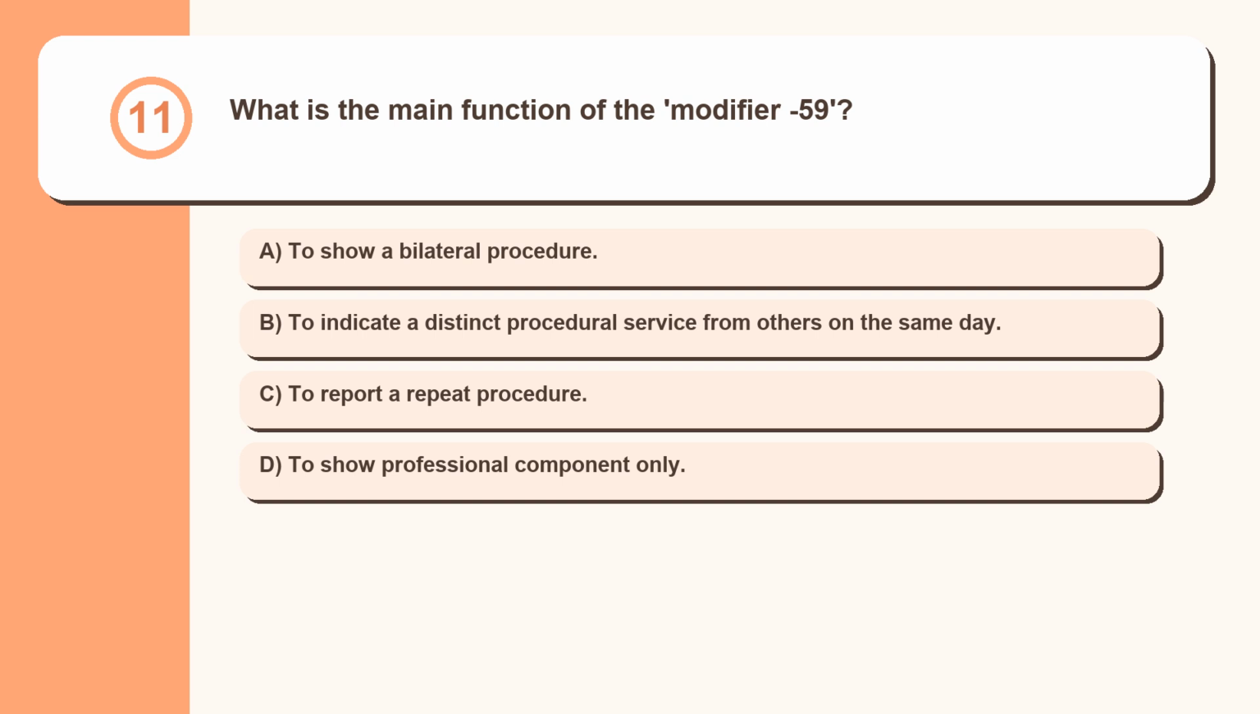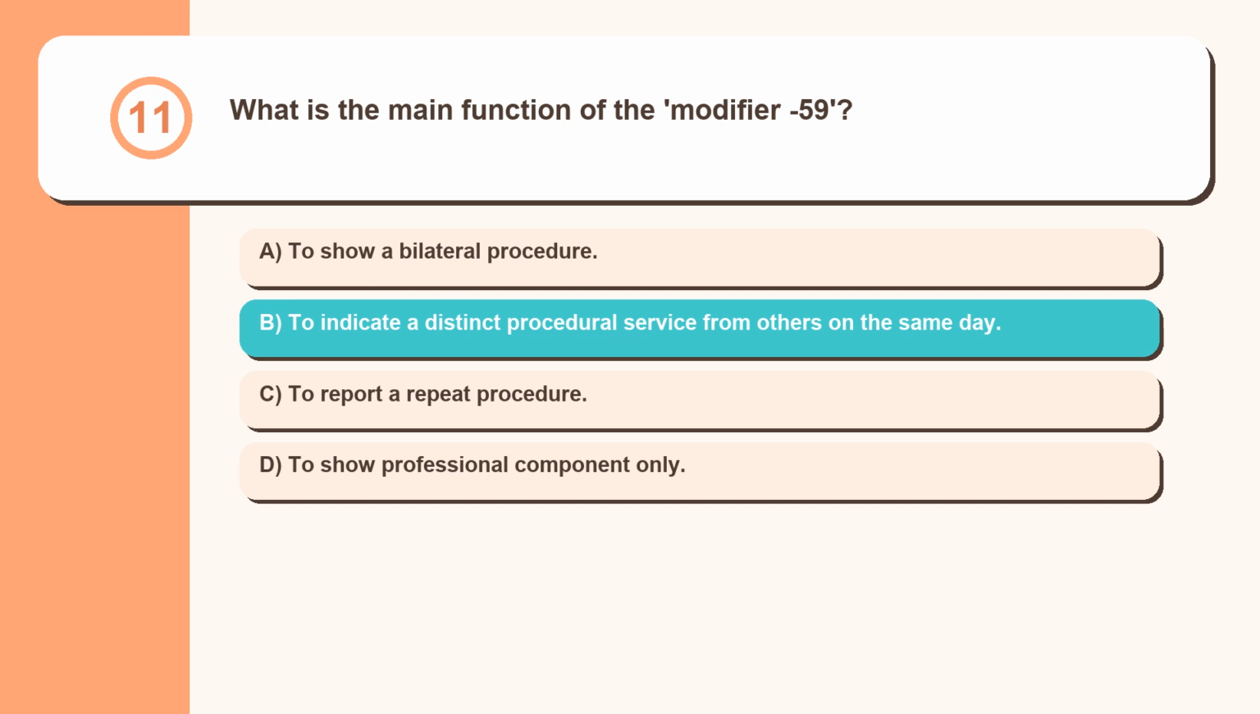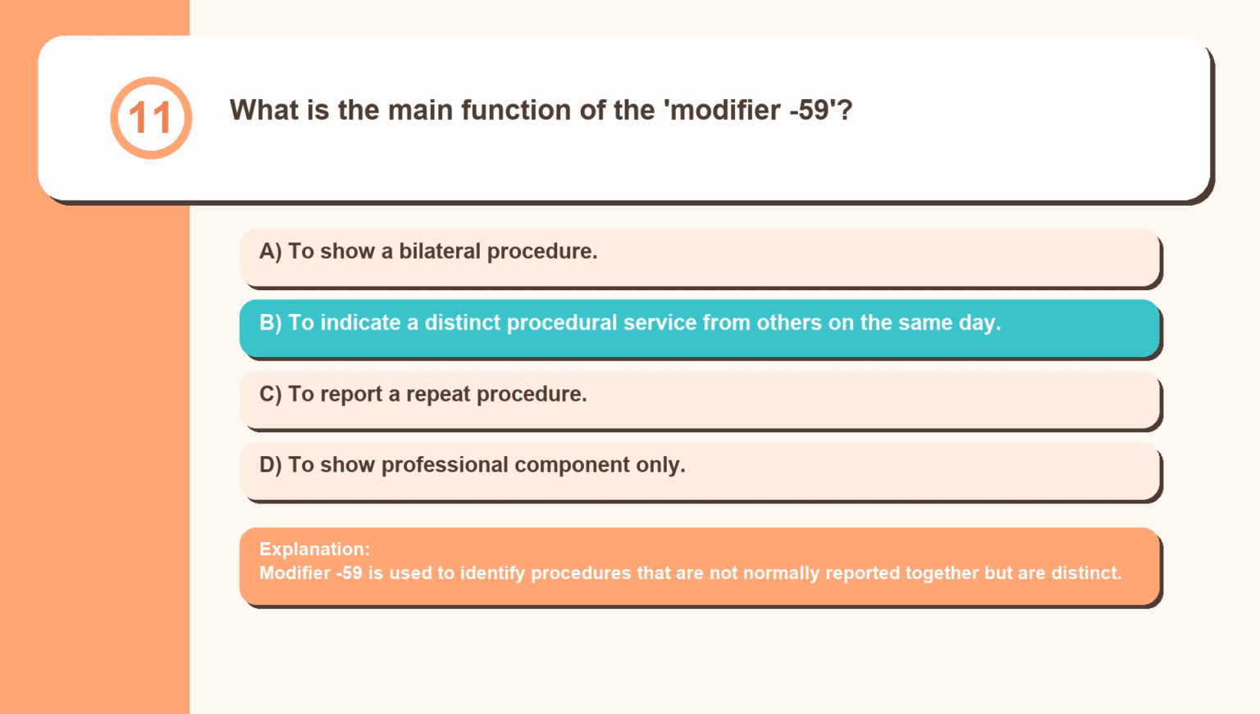Question 11. What is the main function of the modifier -59? To show a bilateral procedure, to indicate a distinct procedural service from others on the same day, to report a repeat procedure, to show professional component only. Modifier -59 is used to identify procedures that are not normally reported together but are distinct.